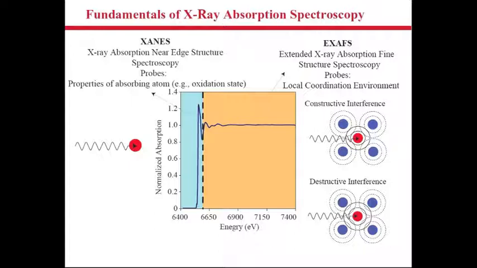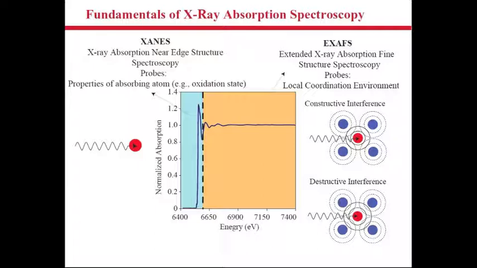The stuff where that jump is called XANES. X-ray absorption spectroscopy is basically just a bunch of acronyms. So XANES, and what that does is it probes the properties of the atom that's absorbing. Basically, it gives you things like oxidation state. You can do a little bit of fingerprinting by comparing to what your unknown is.